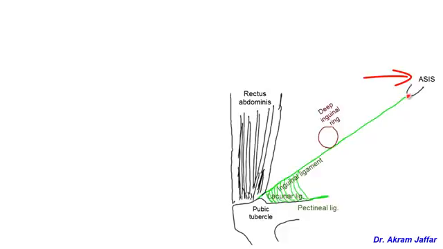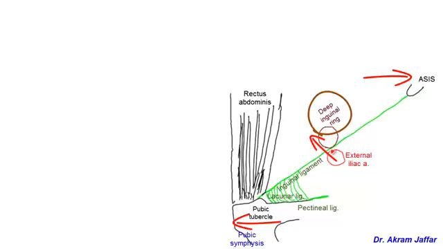Now midway between the anterior superior iliac spine and the pubic symphysis is the site where the external iliac artery is located, and its continuation, which is the femoral artery. So this is the external iliac artery. Here the external iliac artery and its continuation, the femoral artery, are a little bit medial to the site of the deep inguinal ring, because they are located midway between the anterior superior iliac spine and the pubic symphysis, and this is a longer distance than the midway between the anterior superior iliac spine and the pubic tubercle.